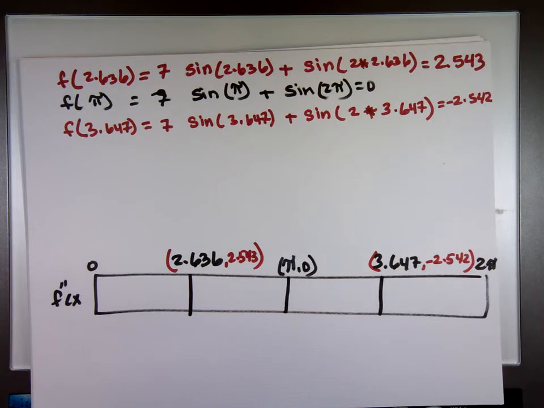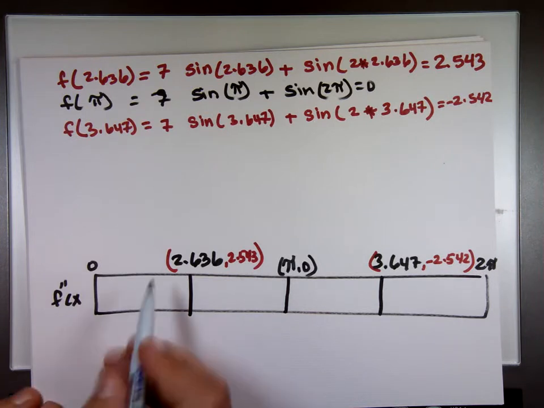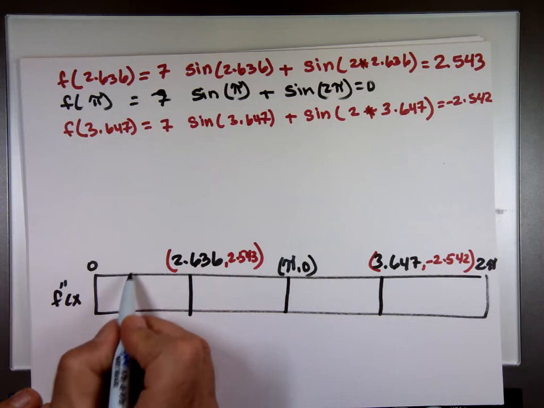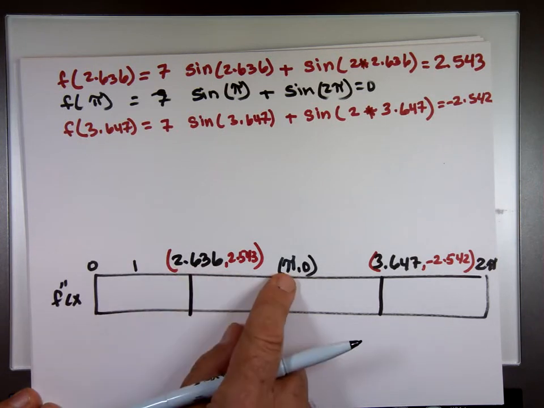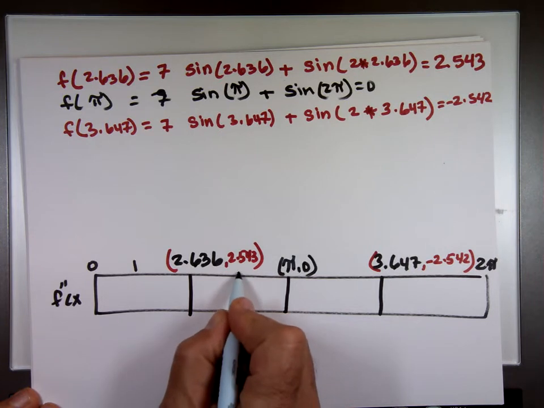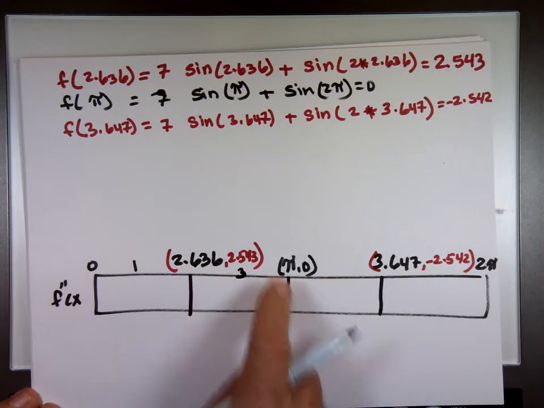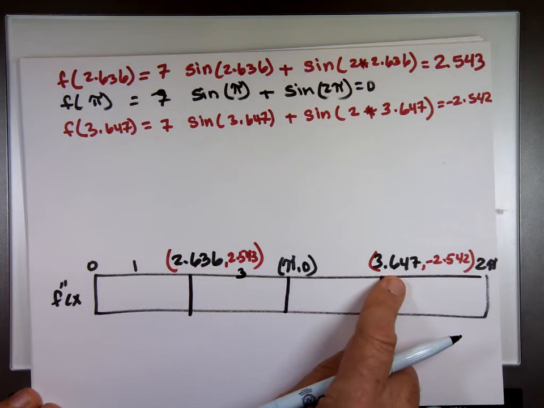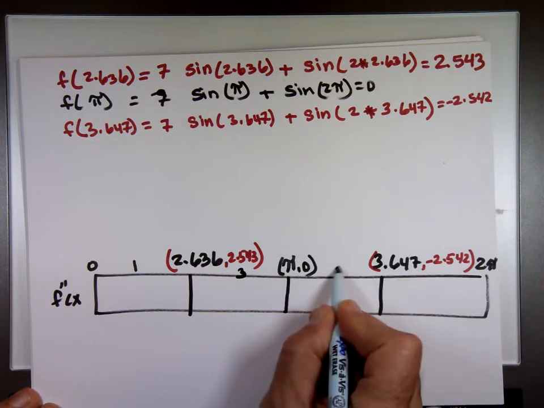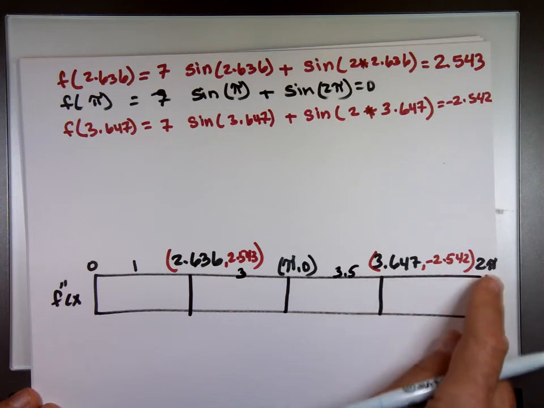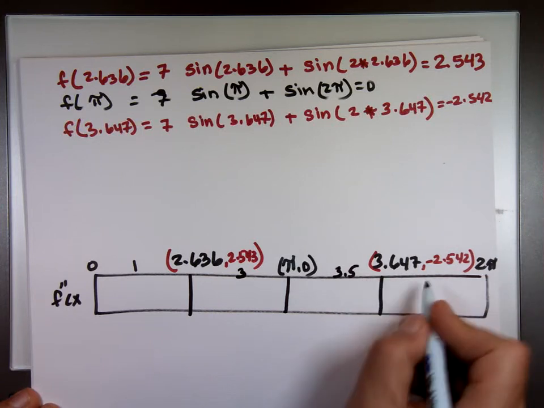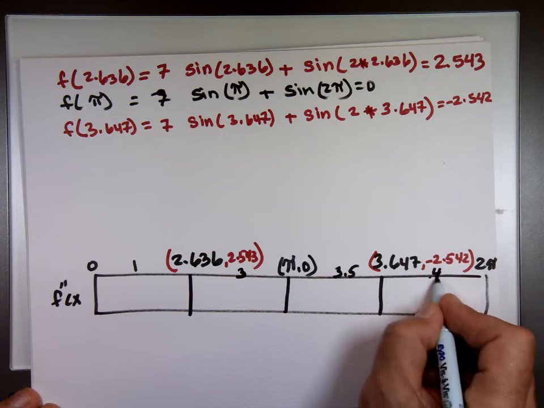Now I have to find where the function is concave upward, downward, the inflection points, and I'm done. Test point between 0 and 2.6. How about a 1? Between 2.6 and 3.14, how about a 3? Between 3.14 and 3.6, 3.5. Between 3.6 and 2 pi, that's 6 something, about a 4. Take a whole number, make life easy.